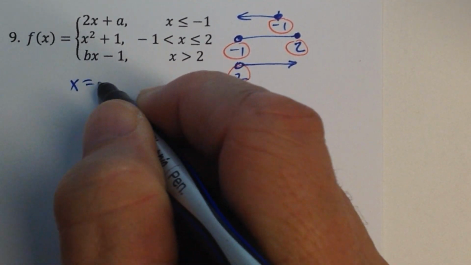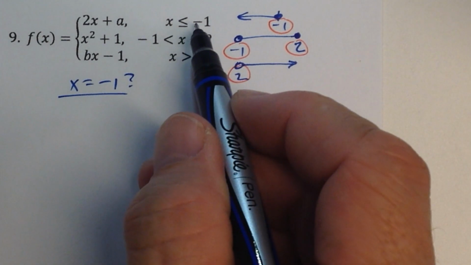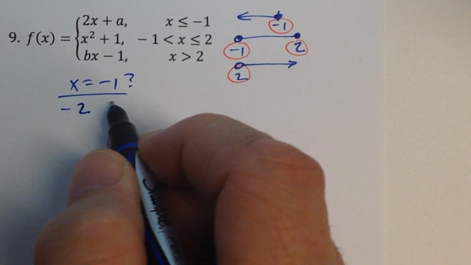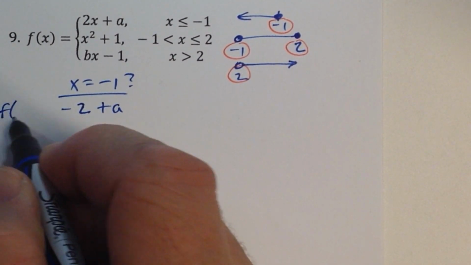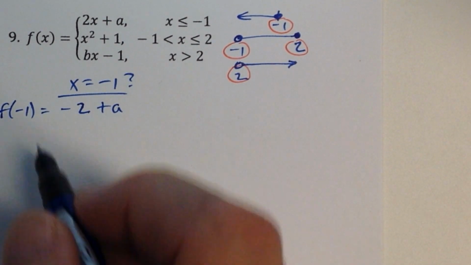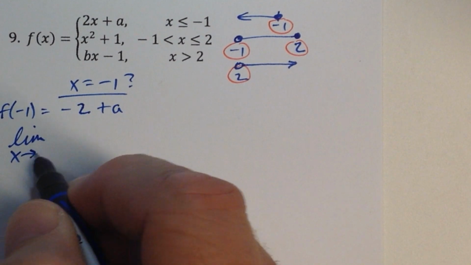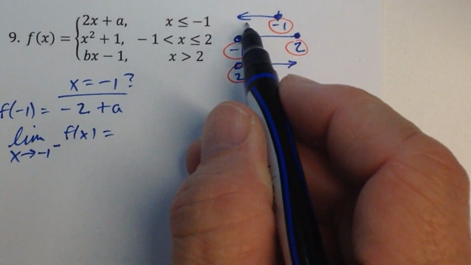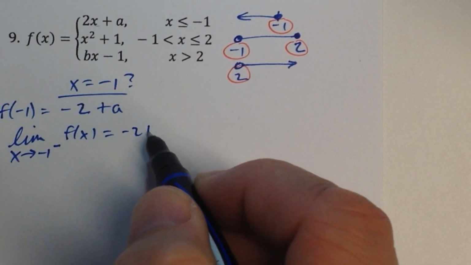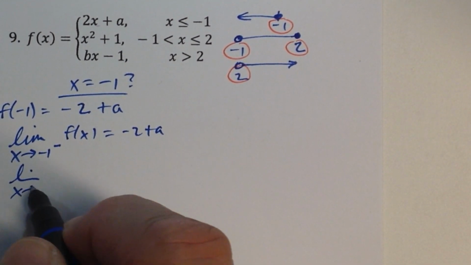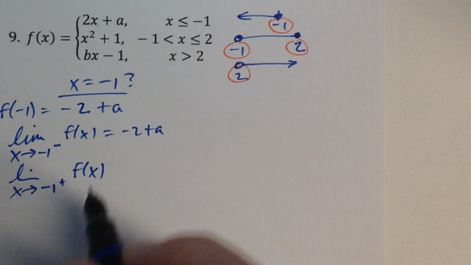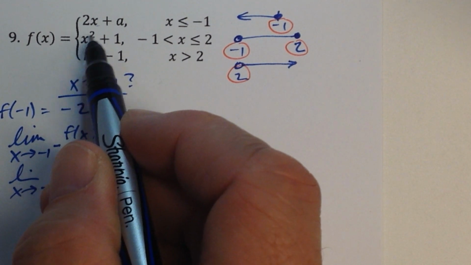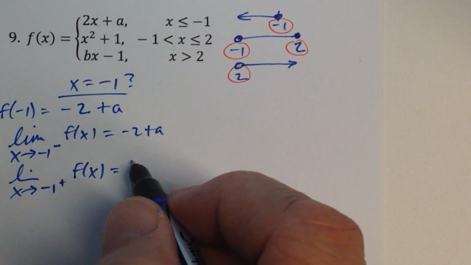Let's check x equals -1. At x equals -1, f of -1 would be, we put -1 in here, so we get -2 plus a. Now, what's the limit as x approaches -1? From the left of -1, we use this piece, again -2 plus a. From the right, we use this piece and plug in -1 for x, and we get -1 squared is 1, 1 plus 1 is 2.